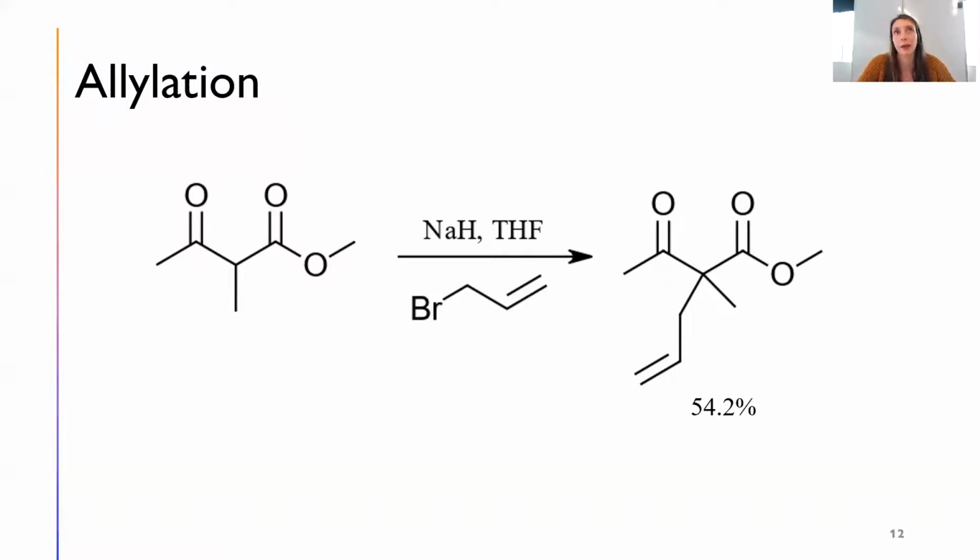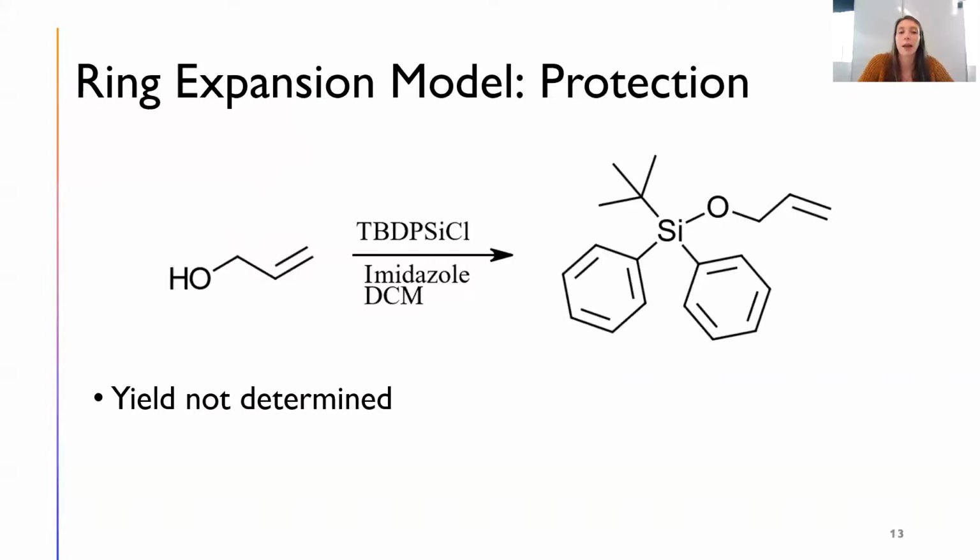And if I redid this reaction with a fresh batch of THF and starting material, I should get a higher percent yield. And then also another thing that I worked a lot on is the ring expansion model. The premise of the ring expansion model is that because that step is so novel, we don't want to waste material that takes multiple steps to create, just trying to iron out the details of this reaction.